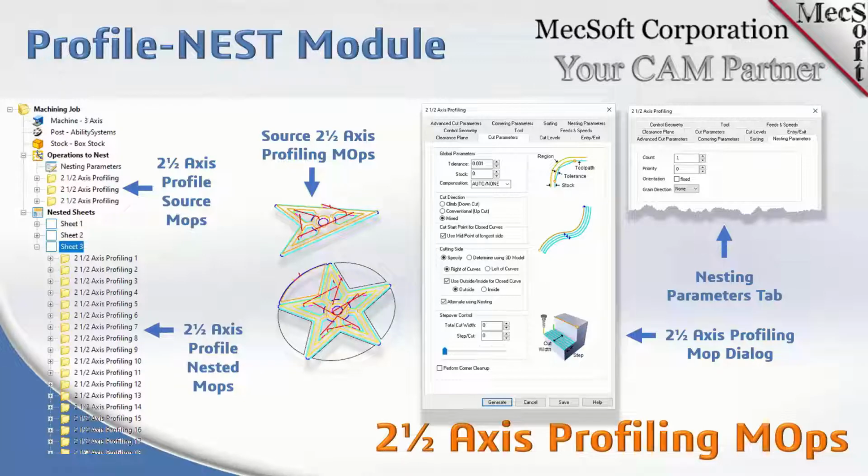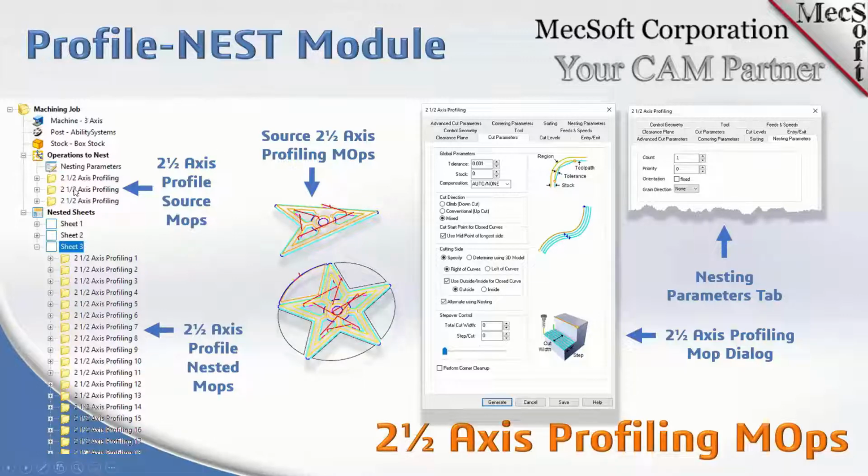In this tab, you can define how many parts you actually want in the total nest. You can give each part a priority, so priority parts will be machined first, starting from the bottom left corner of the sheet. And you can control the orientation. If you check this box, it'll stay in the orientation that you have it drawn on the screen, and then you have some additional grain direction controls.